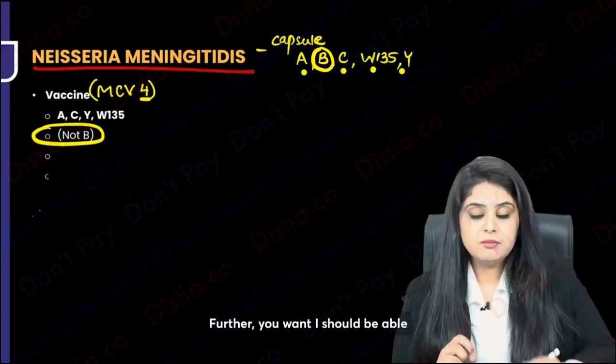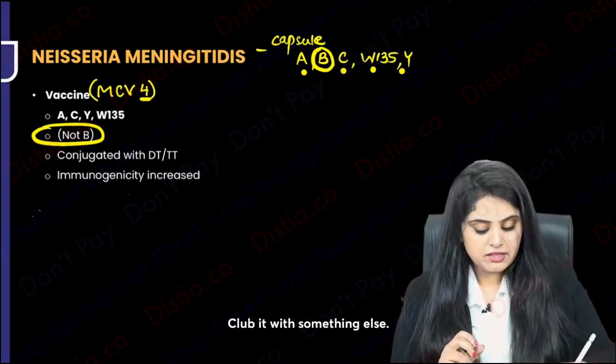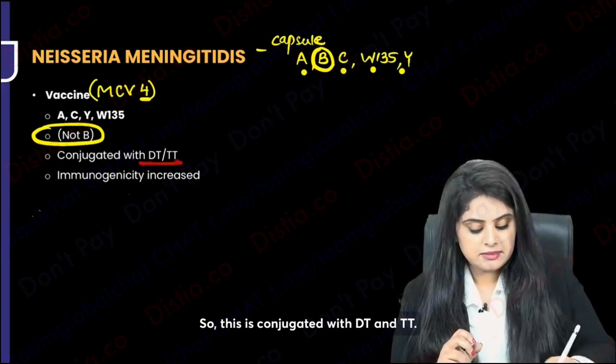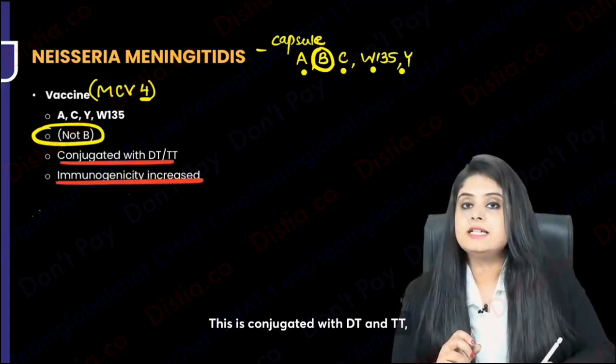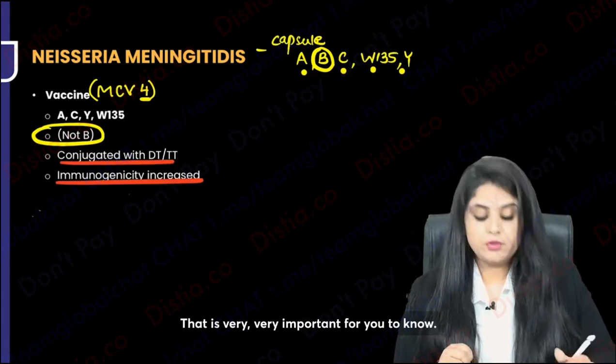Further, you want to enhance its immunogenicity. Club the vaccine with something else, club it with something else. So this is conjugated with DT and TT, so that the immunogenicity increases. That is very, very important for you to know, right?